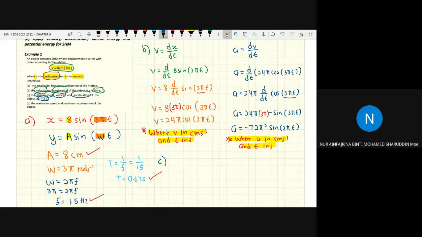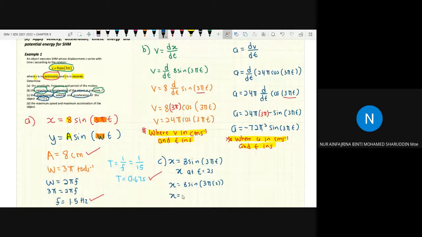Okay, now. So, it asks for the displacement at time equals 2 seconds. This is your displacement equation: X equals 8 sin 3 pi t. So, it asks for X at 2 seconds. What do you do? You just substitute. So, X equals 8 sin 3 pi times 2. You press the calculator, and you will get your answer X as 0 cm.